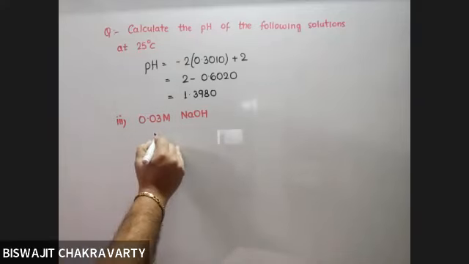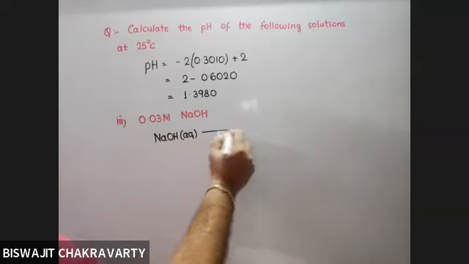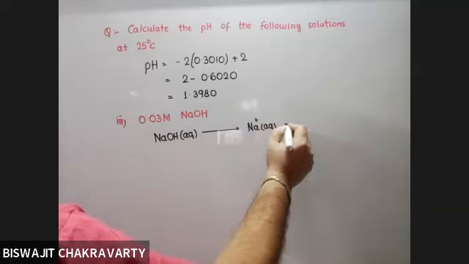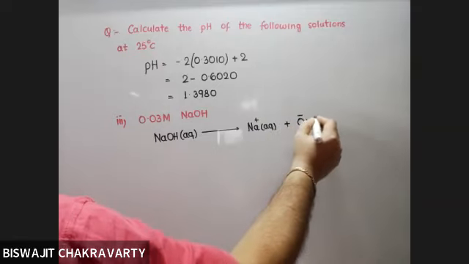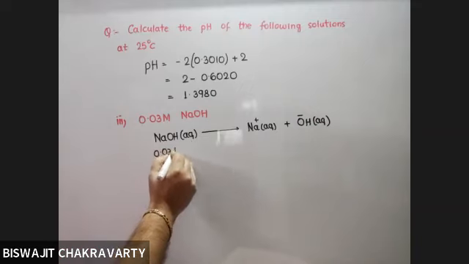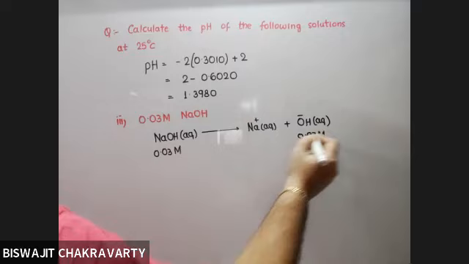So NaOH aqueous will break down to give Na plus aqueous plus OH minus. If this is 0.03 molar, this is also 0.03 molar. Okay?